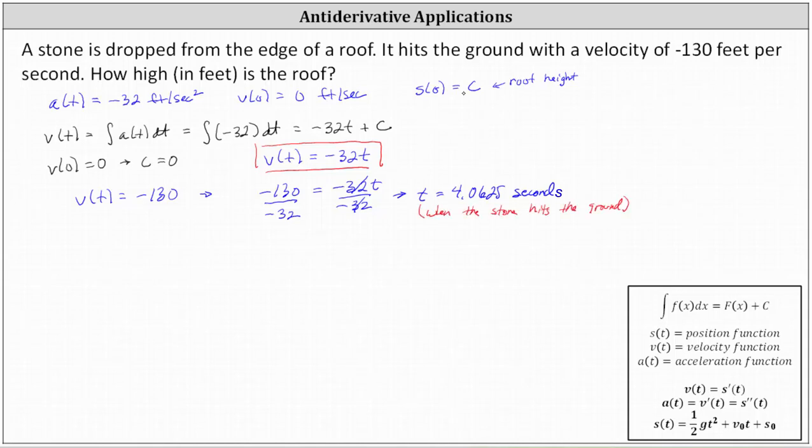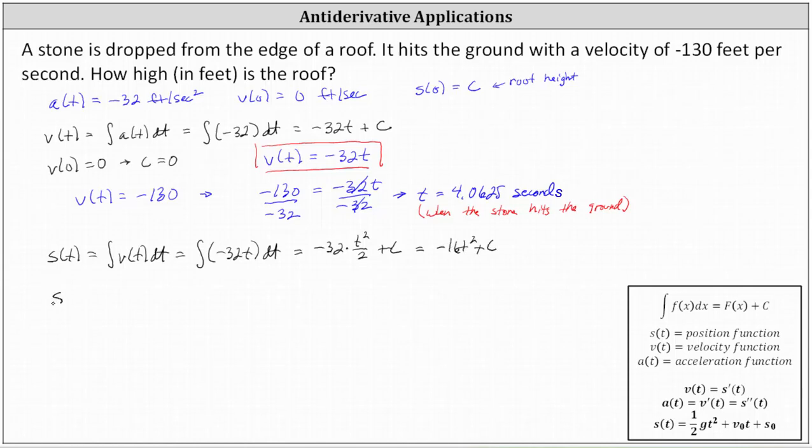And now for the next step, we'll begin to recover the position function s of t using the velocity function. Recall the velocity function equals the derivative of the position function, which indicates we can recover the position function by integrating the velocity function. s of t equals the integral of v of t dt, which in our case gives us the integral of negative 32t dt. Integrating with respect to t, we have negative 32 times t squared divided by 2 plus c. Simplifying, we have negative 16t squared plus c.